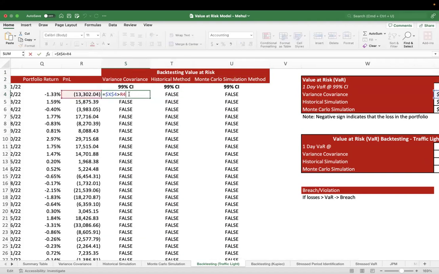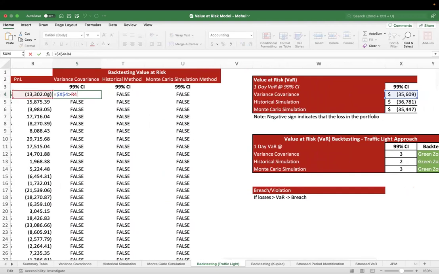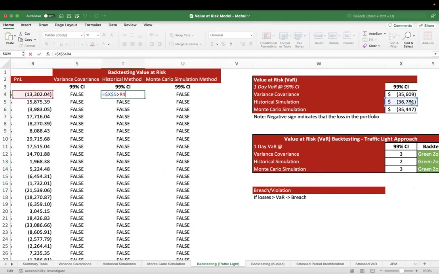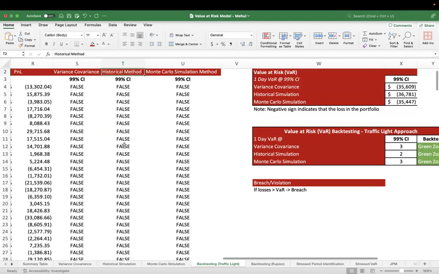Similarly, we'll check if this number is crossing the value at risk limit or not. So this is what we do for the variance covariance method. Similarly, when we do it for the historical method, this series will remain the same. What will change is the value at risk number. So what I'm checking here is whether my daily PNL is breaching my value at risk number or not. Of course, $15,000 is positive. Similarly, there is a loss of $4,000, but our value at risk limit is $36,000, so of course it is not breaching. We'll do this till the end, however many data points we have.